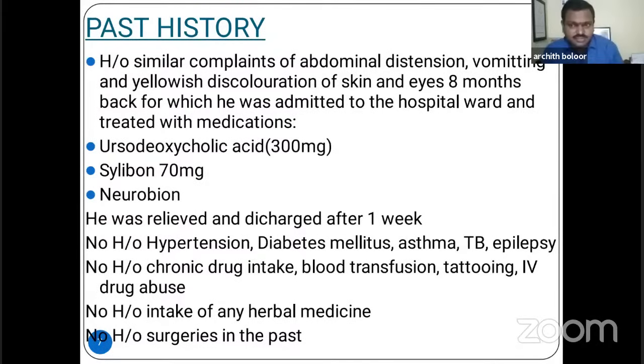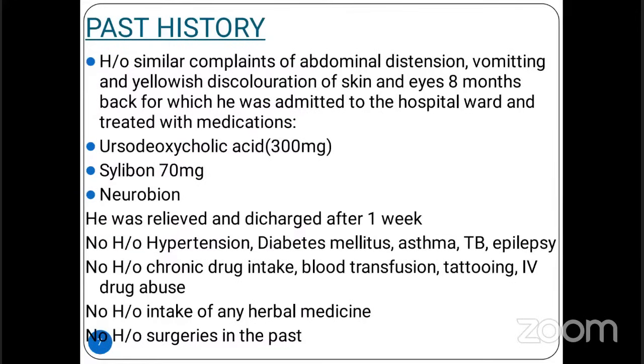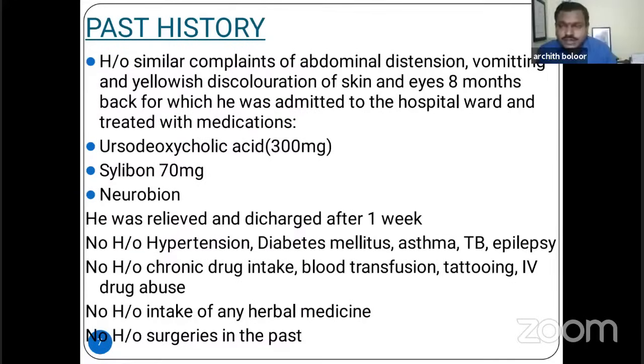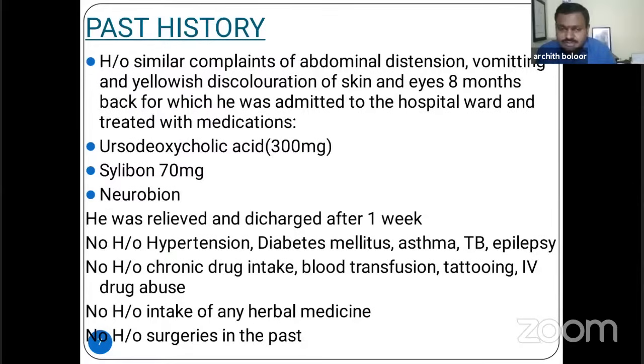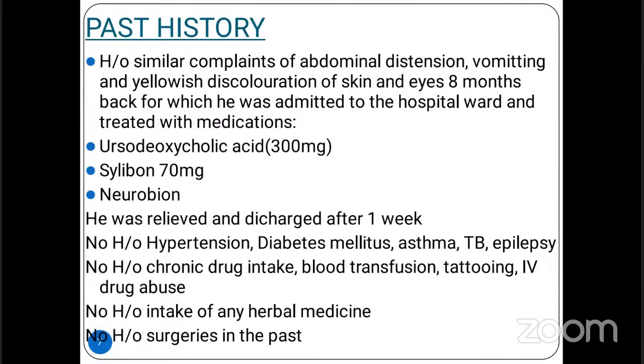So what is the relevance of this, what can you say now? So he had similar complaints 8 months ago, so this becomes a chronic disease. There is a chronic disease and then there is an acute manifestation of it, isn't it? So this is what we call ACLD. What do you mean by ACLD? Acute on chronic liver disease.